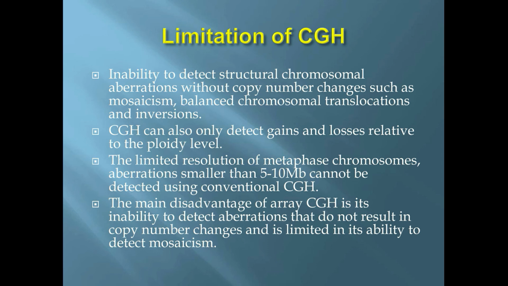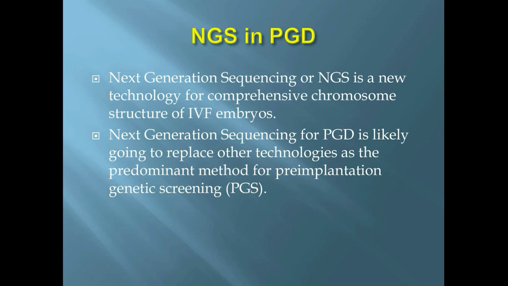Because of the limited resolution of metaphase chromosomes, aberrations smaller than 5 to 10 MB cannot be detected using conventional CGH. And the main disadvantage of array CGH is its inability to detect aberrations that do not result in copy number changes, and it is limited in its ability to detect mosaicism. So when you have a baby with the mosaic picture, CGH is not enough. Now, what is the solution then?